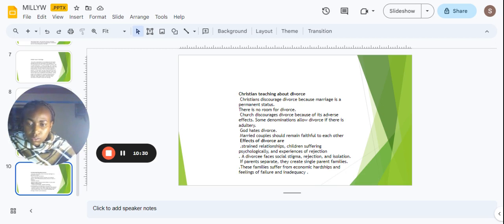What are the effects of divorce? What are the consequences after you divorce? We have strained relationships, children suffering psychologically and experiencing rejection. When you divorce, you can face social stigma, rejection, and isolation. If divorce happens, parents separate, they create single parent families. Like you can find someone having one parent, mother or father. These families suffer from economic hardships and feelings of failure and inequality.